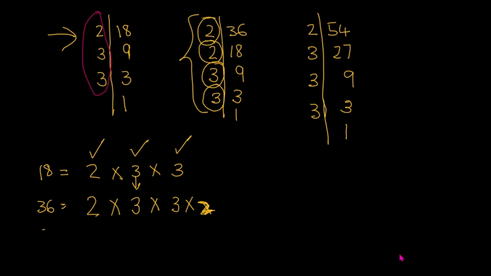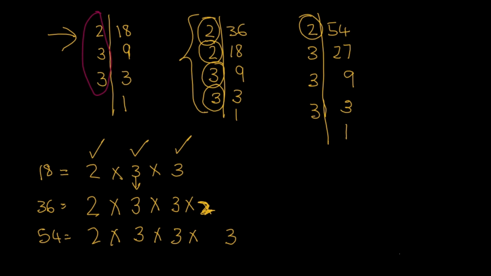Do the same for 54. 54 has got 2 as your first factor. I have a 2 column. I put it there. And the next one is 3. I do have a 3 column. Place it there. The next one is also 3, times 3 times. And then the last factor is a 3, and I don't have another 3 column. So I create a new 3 column on the side.